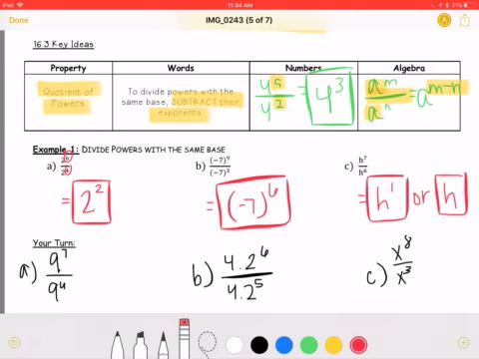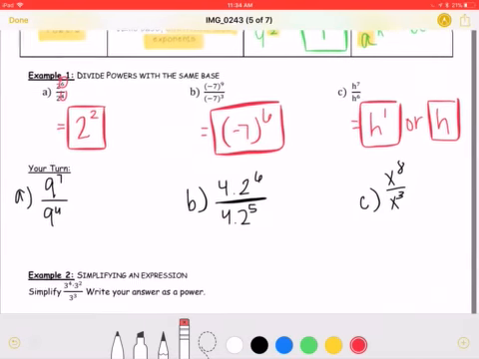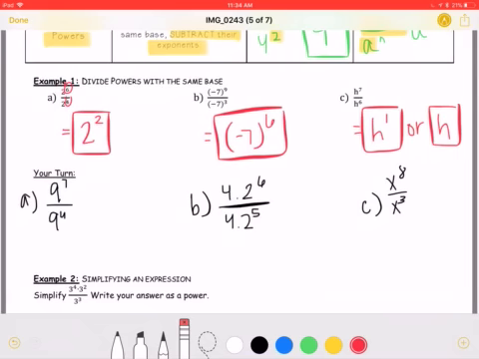All right, what I would like you to do, it's your turn. You're going to have to write out these examples, A, B, and C, and then try them out. Use our property and our rule. Press play again when you're ready.